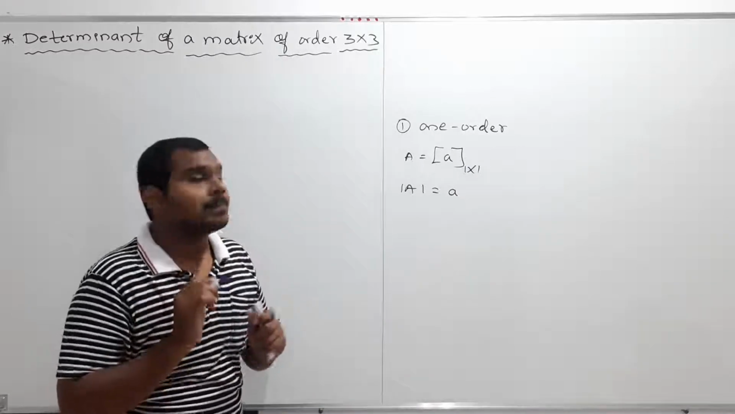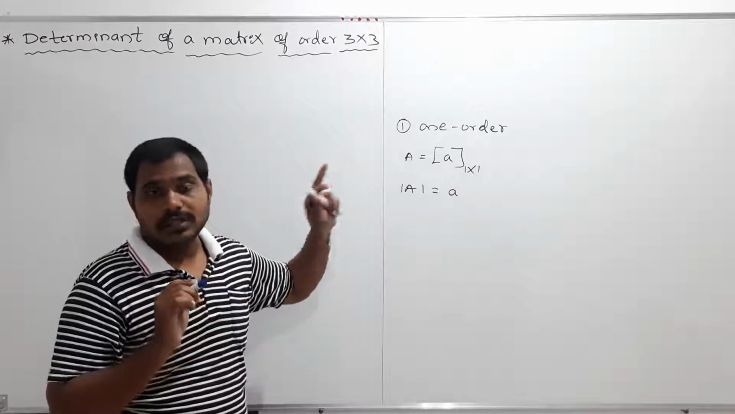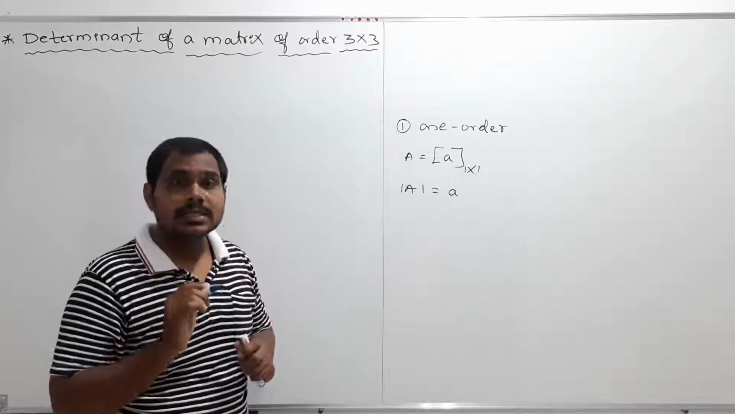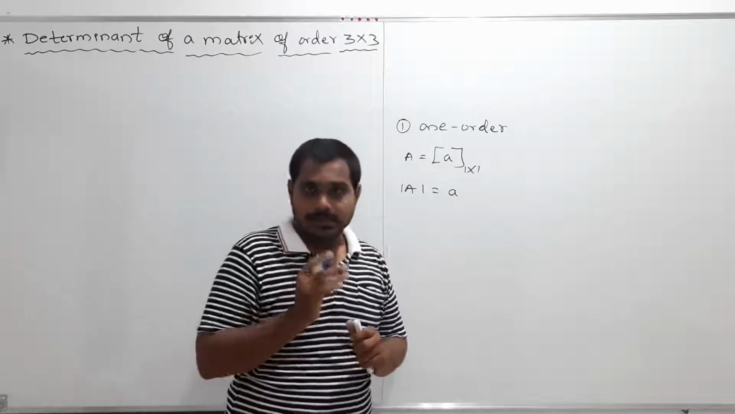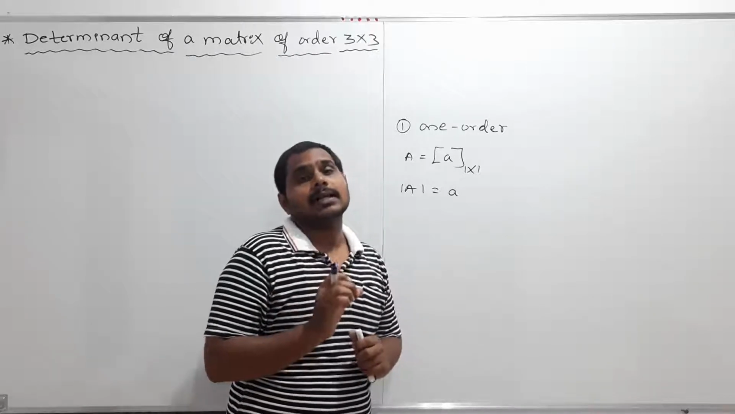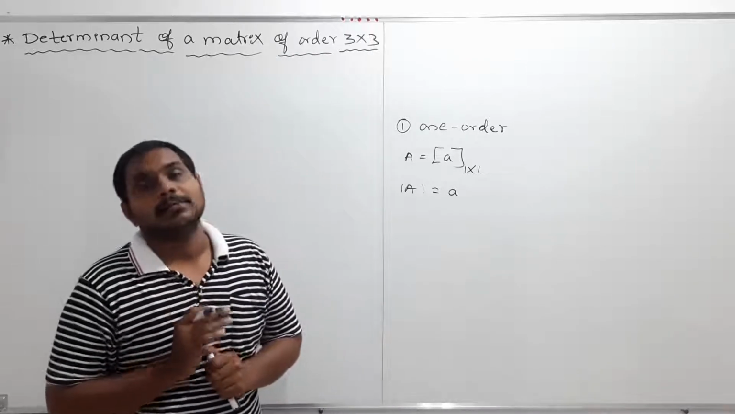And please remember, the determinant value is calculated only for square matrices. That is, only for square matrices can we calculate the determinants, clear?